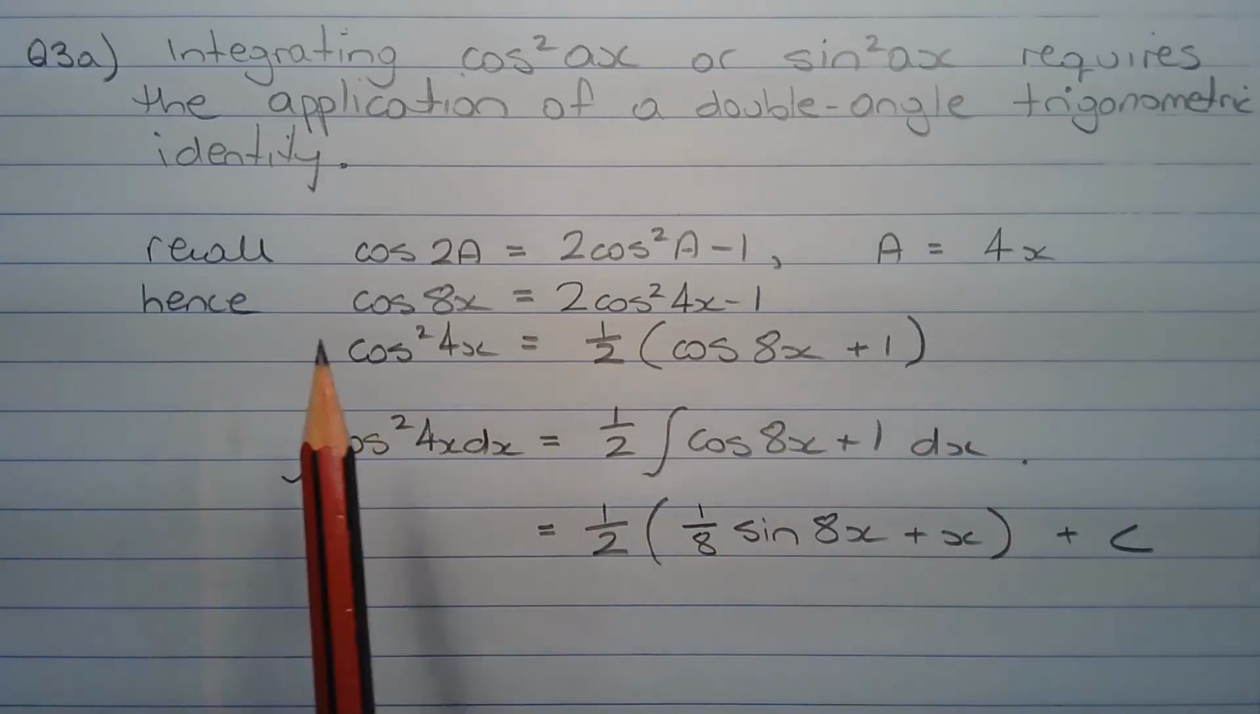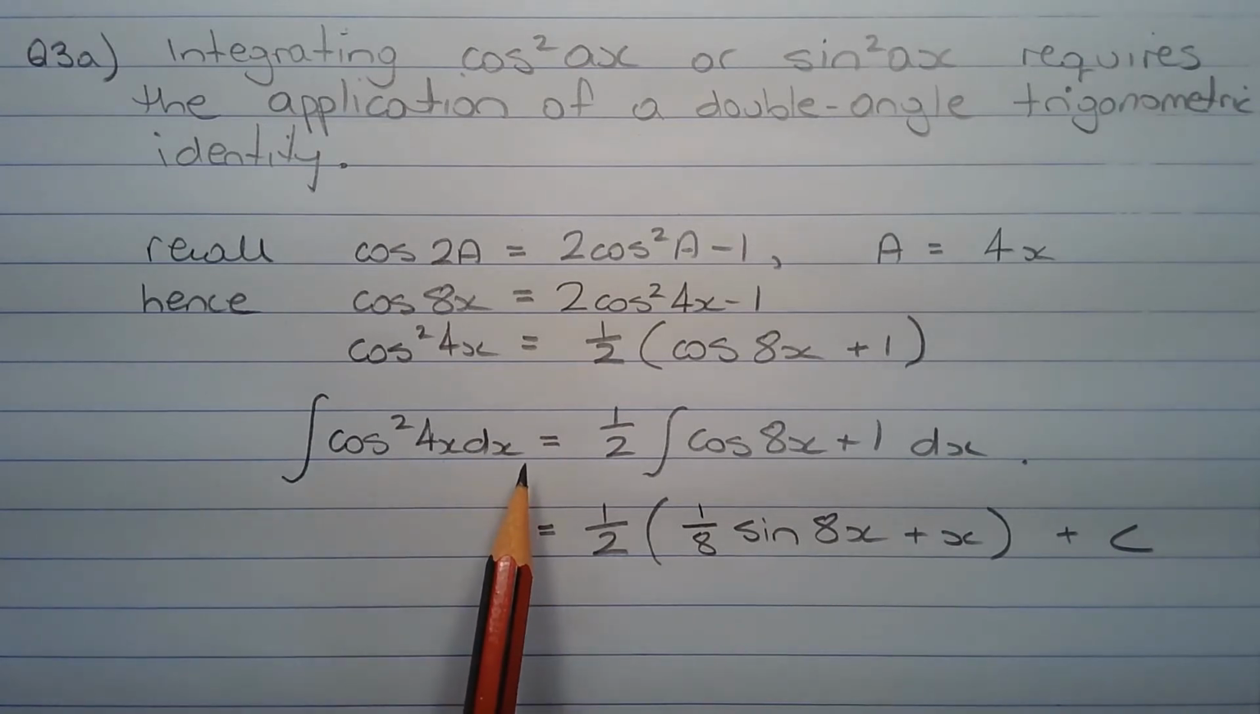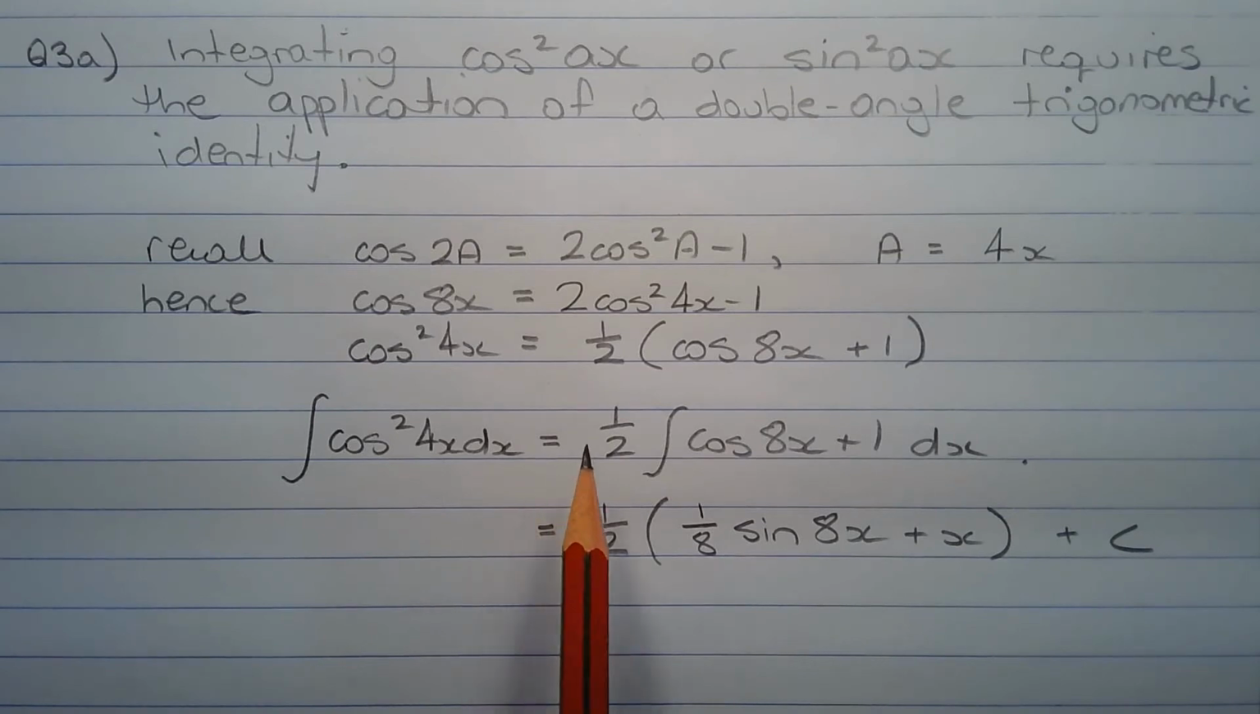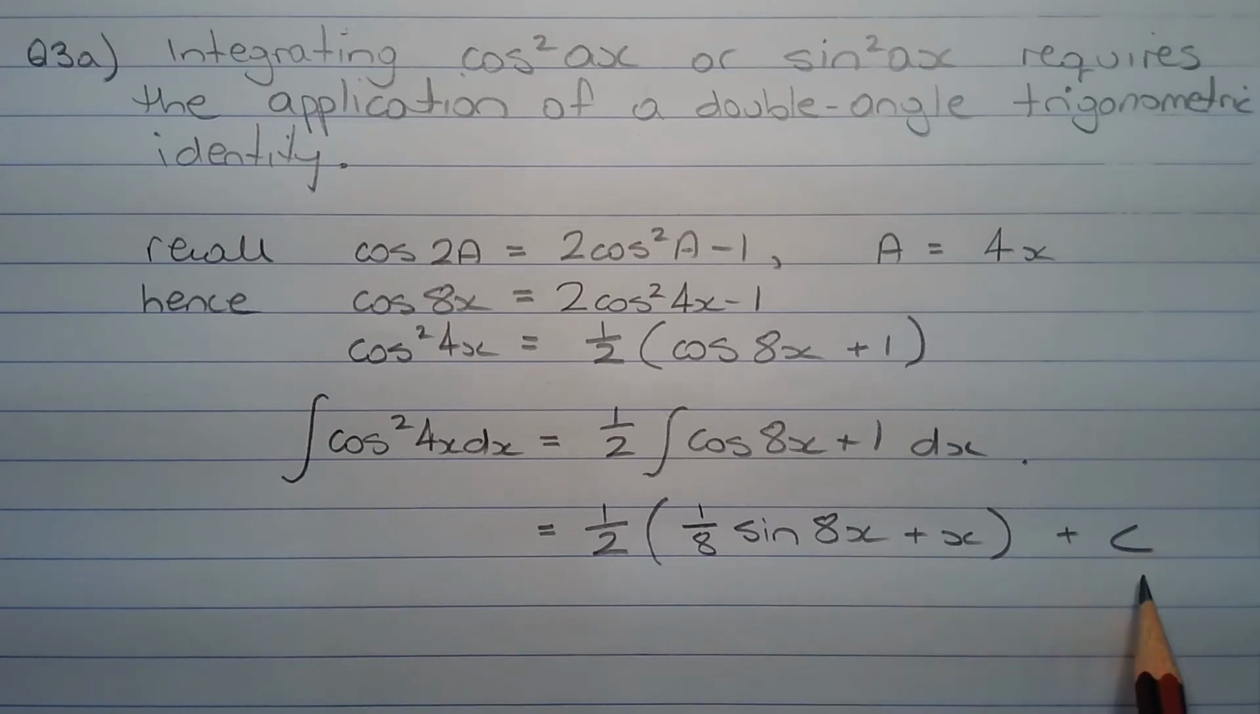Now it's a matter of integrating both sides of this equation. So the integral of cos² 4x dx, which is in fact our question, is equivalent to half times the integral of cos 8x plus 1 dx. And that's equal to half multiplied by 1 over 8 times sine 8x plus x plus the constant of integration c.